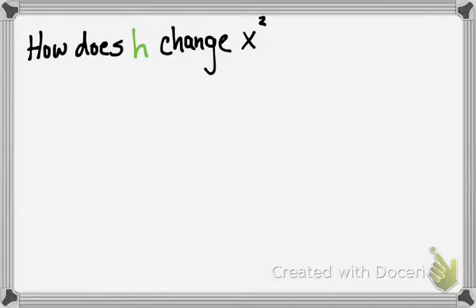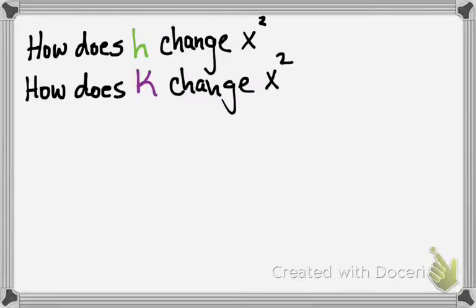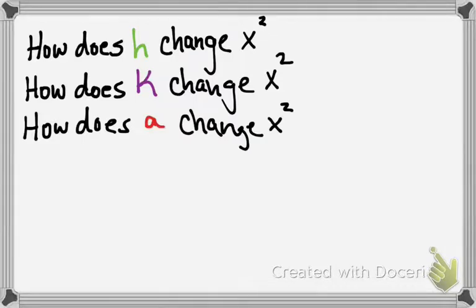So we're going to discuss the following questions. How does h change x squared? How does k change x squared? And how does a change x squared? How do all these values kind of impact the graph of our quadratic based on the parent function?